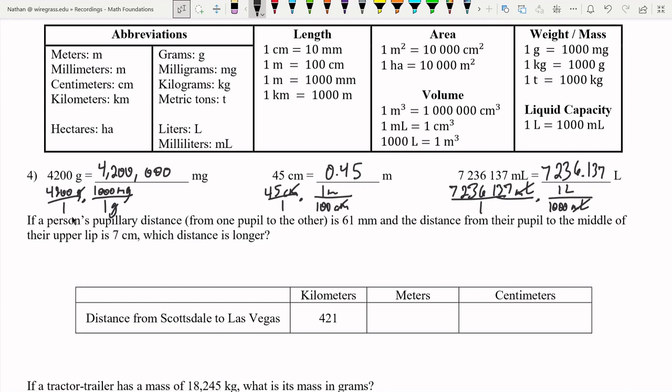Okay, a person's pupillary distance, the distance from one pupil to the other, is 61 millimeters, and the distance from their pupil to the middle of their upper lip is 7 centimeters. What is the distance, or which of these distances is longer? Well, there are 10 millimeters to 1 centimeter. So 7 centimeters is 70 millimeters. This is 61 millimeters. That means the distance from the pupil to the upper lip is longer.